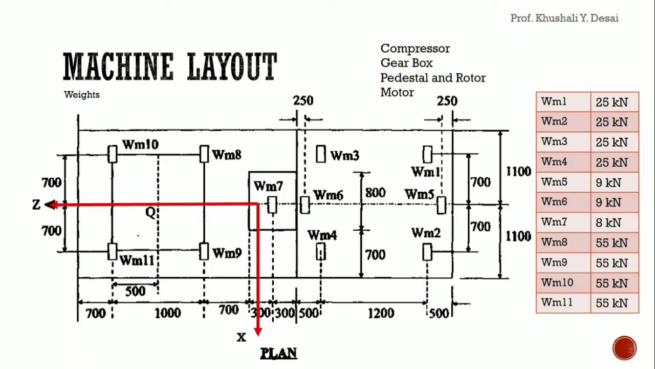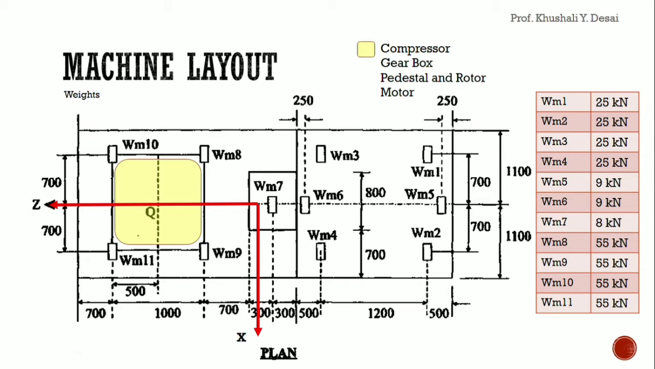This is the primary machine layout in plan, which is again given data. If you notice, the compressor weight was 220 kilonewton, and the compressor here is highlighted in yellow. The weights are given in the form of WM1 to WM11. So all the data given in the machine data are bifurcated in these 11 forms.